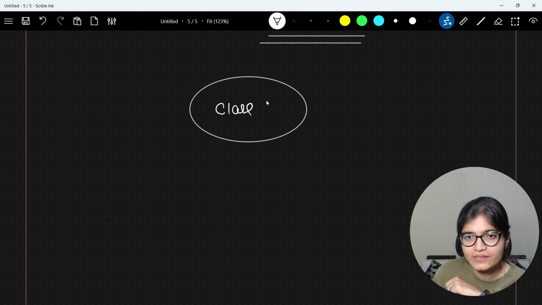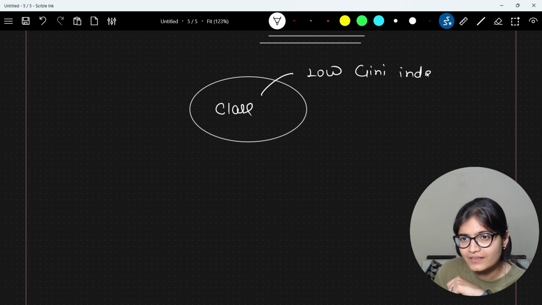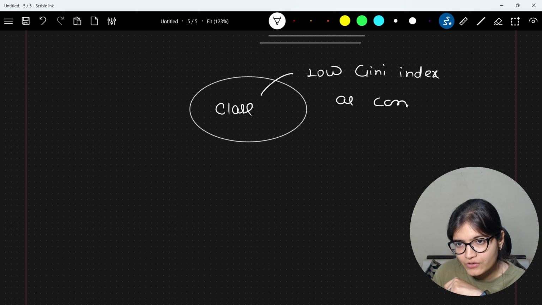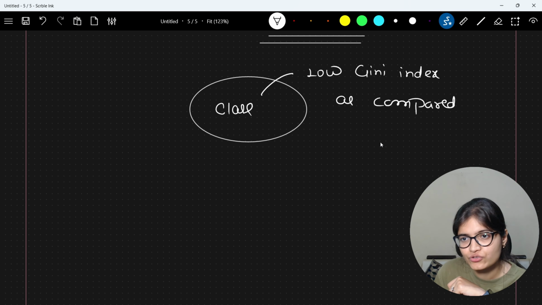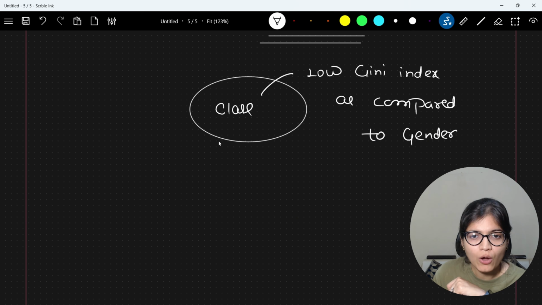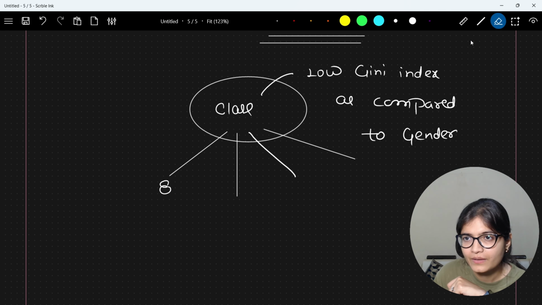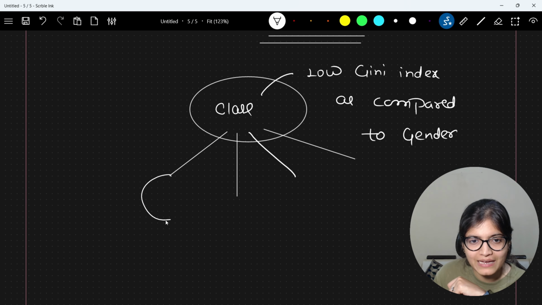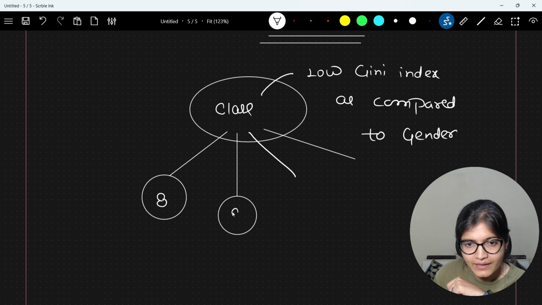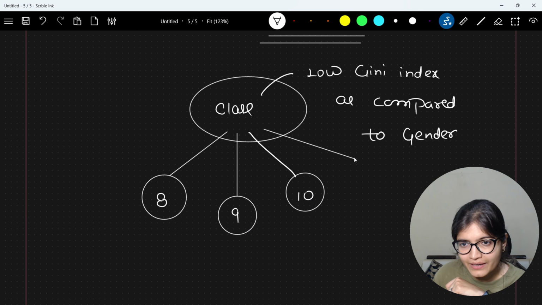So why is that so? Because it is having a low Gini index as compared to the gender feature. That's what we have seen. Now what will happen? Obviously the next part will come, as in the class we will be having the class as 8, right? There will be 4 subclasses: 8, 9, 10 and 11.